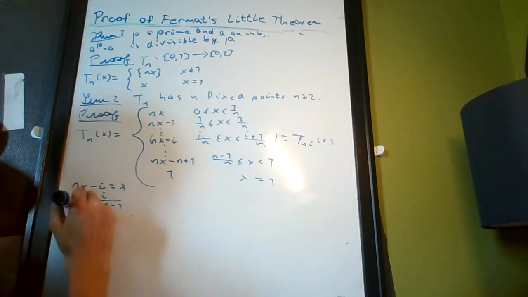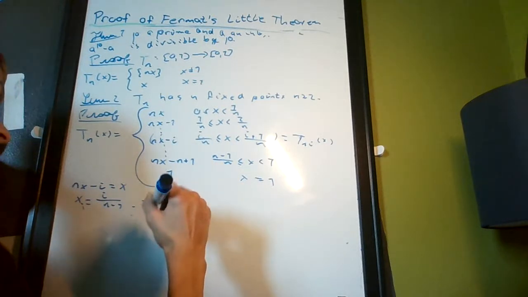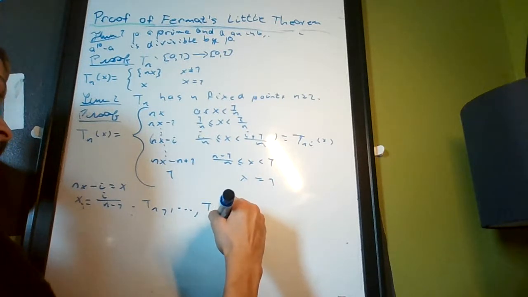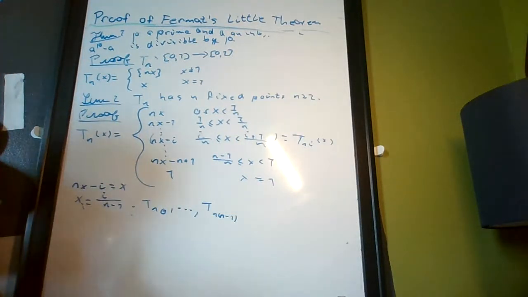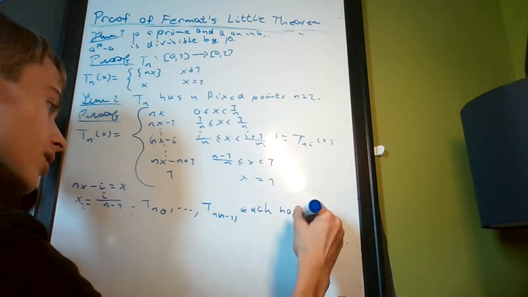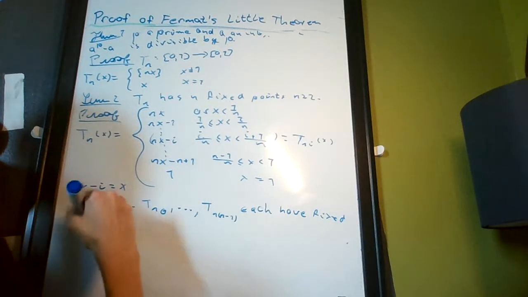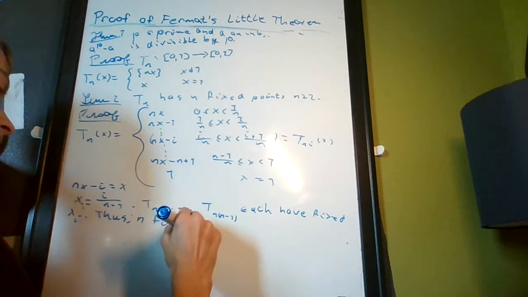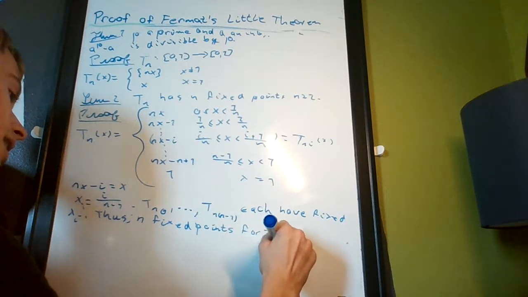So that's going to be your ith fixed point. We call that xi. There are n of these, Tn,1, all the way up until Tn,n minus 1, Tn,0 all the way up until Tn,n minus 1. Each have fixed points xi, thus n fixed points for Tn. And we're good.